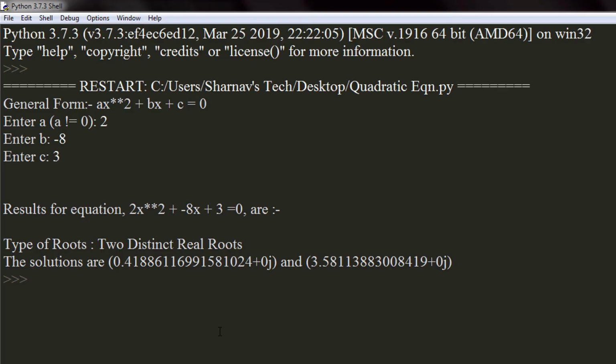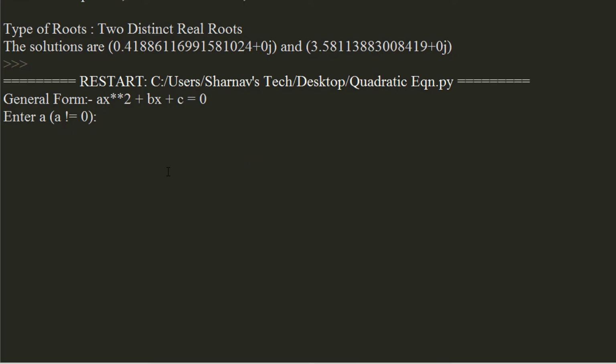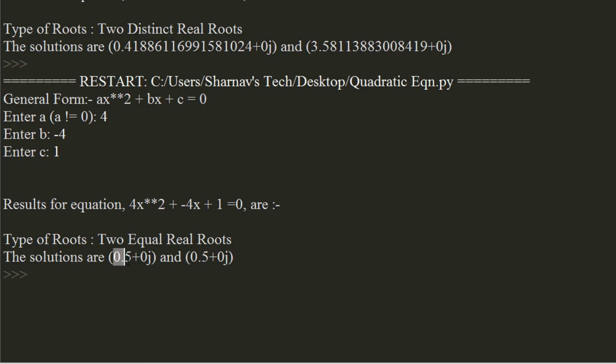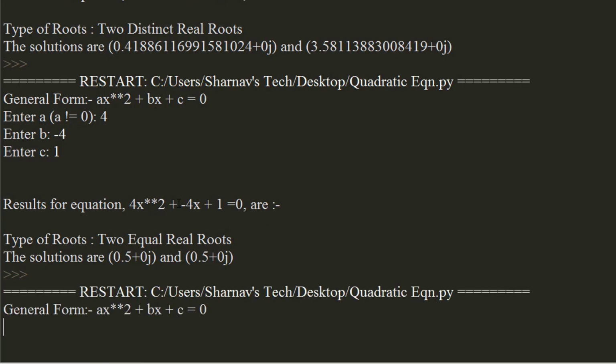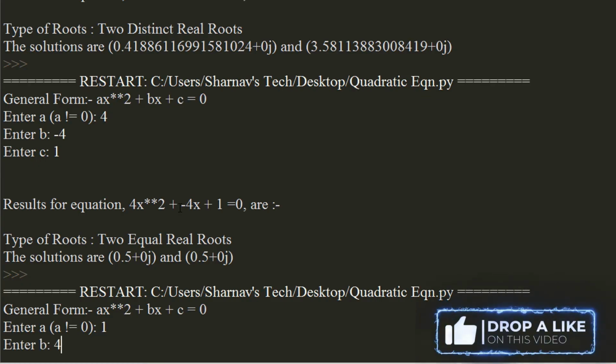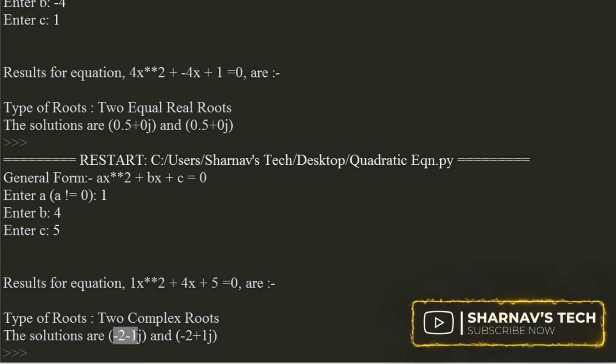This solution is for the 2 distinct roots. These roots are irrational, so they are in decimals. This one is for 2 equal roots. And this one is for complex roots.